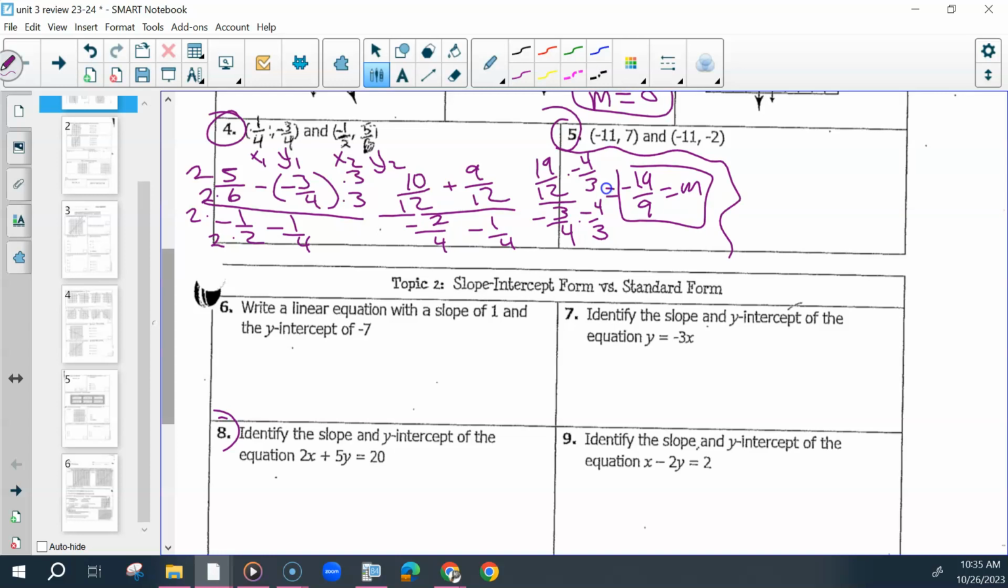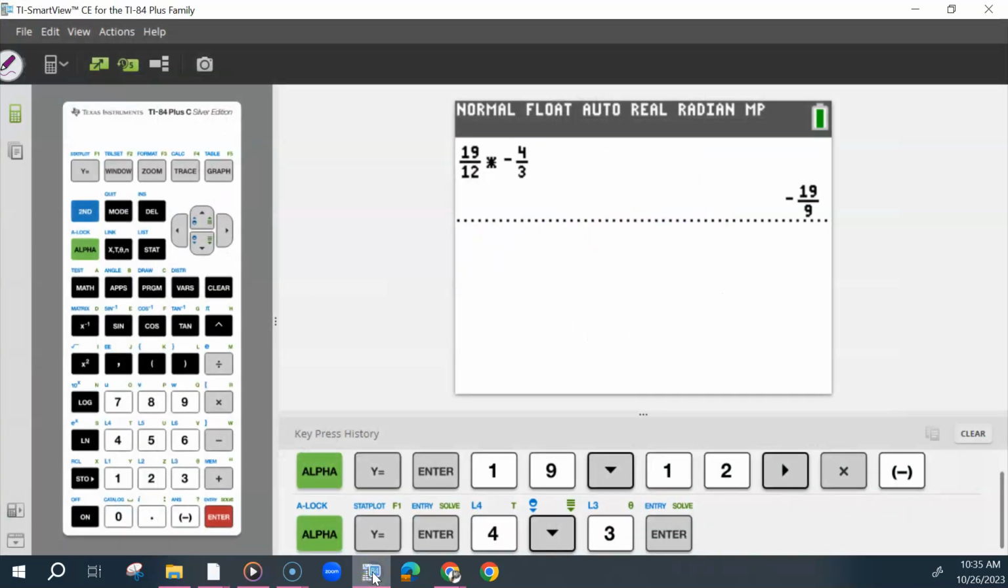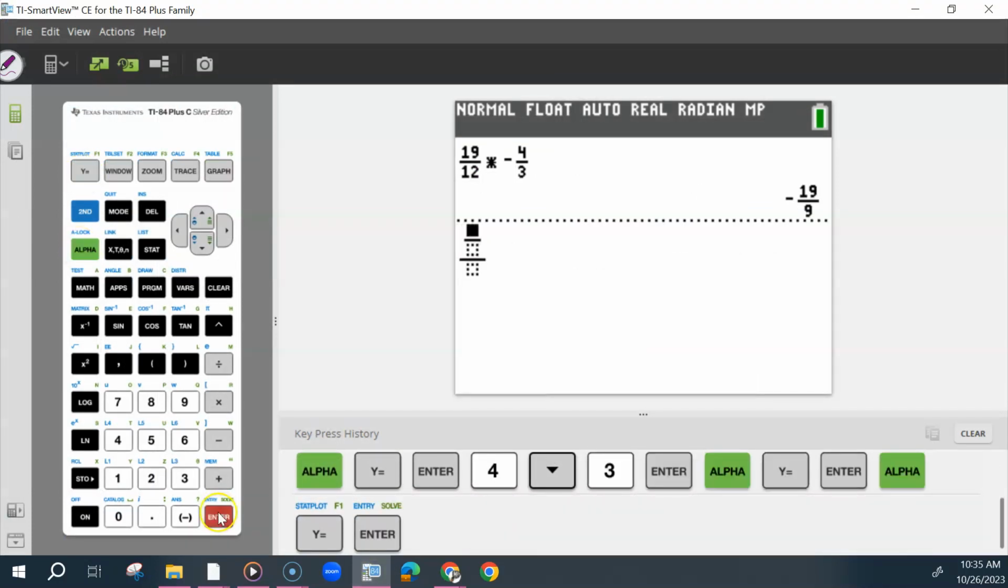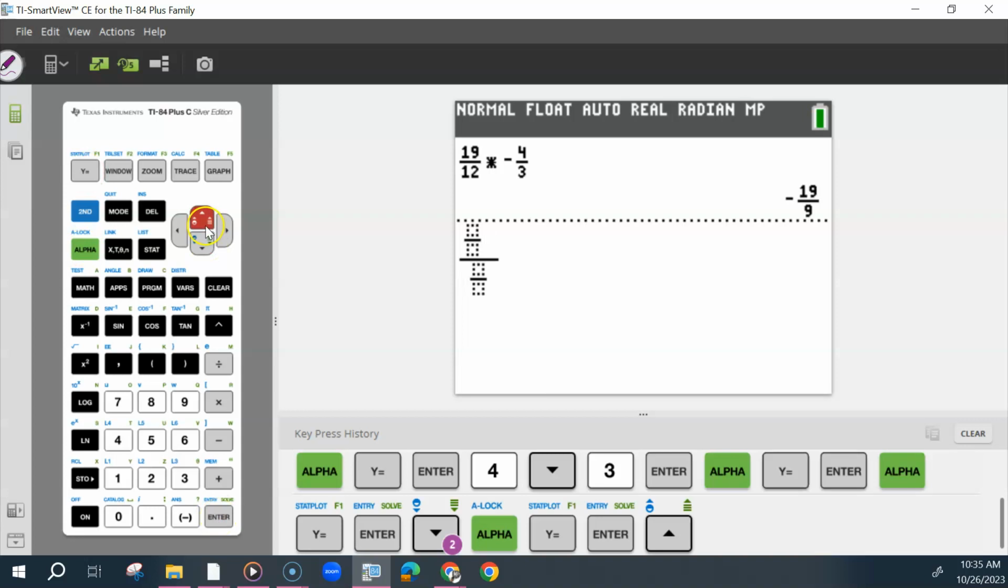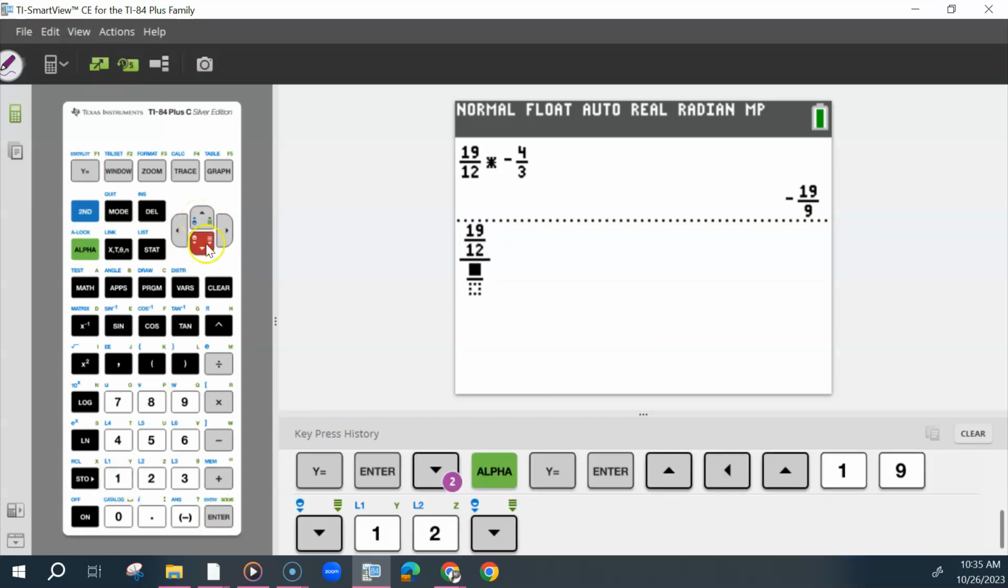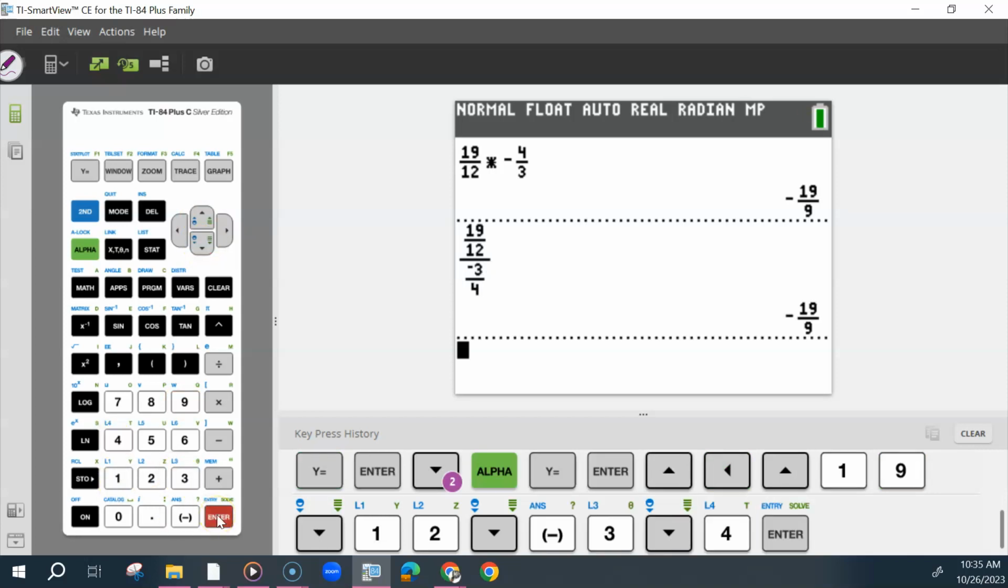Or you could do that part in the calculator, but you have to do it exactly as I do it, or you will not get the right answer. Alpha y equals, do it again, all the way to the bottom, and do it again. And then you could put in 19 over 12 over -3/4. If you don't put it in exactly like that, you will not get -19.